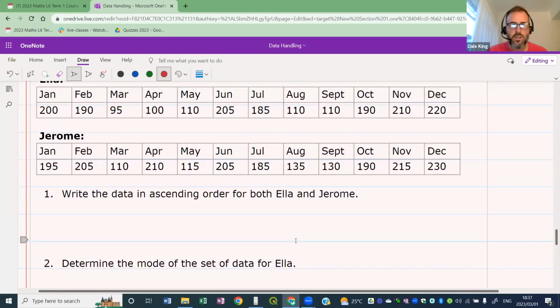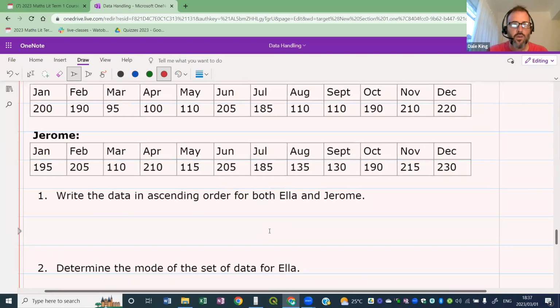So I'm going to leave the data set on the screen there. And I want you to quickly put that in order so that we can do the median later on in question 4. All right, I'll give you a minute to do that. Write it down somewhere, because we're going to need it for when we calculate the median.